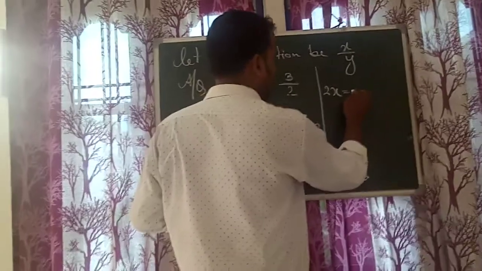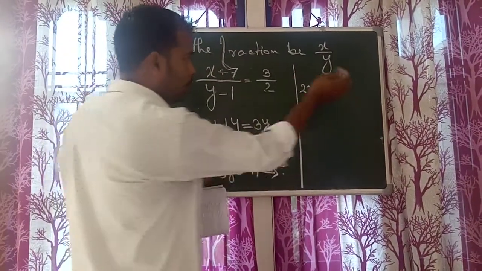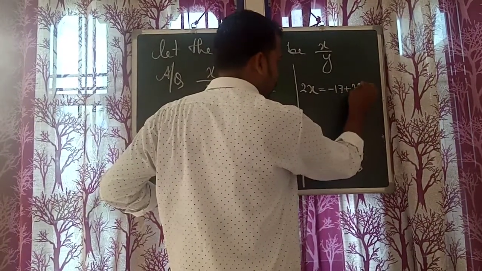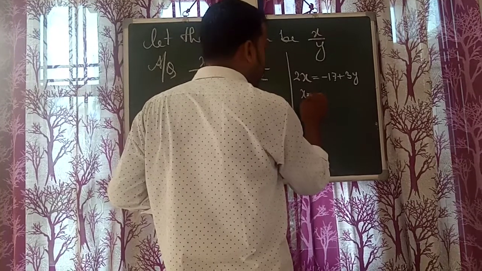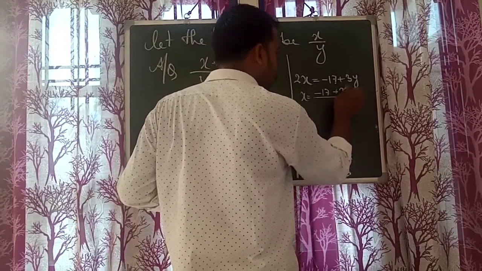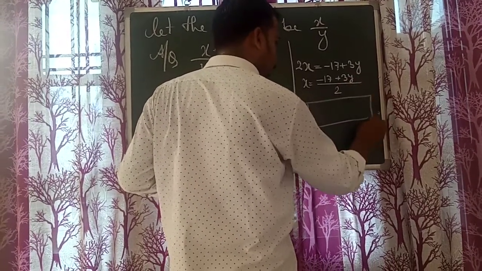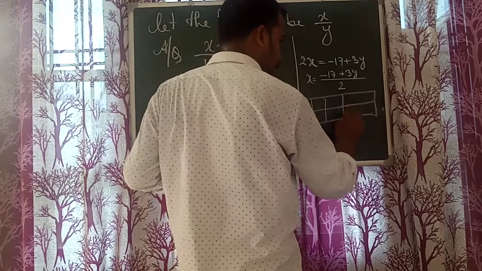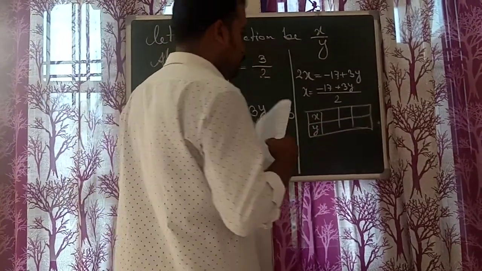2x is equal minus 17, when this 3y goes on that side it will become plus 3y. Okay, then x is equal minus 17 plus 3y divided by 2. Then do that table, x, y, at least 3 points you have to write.